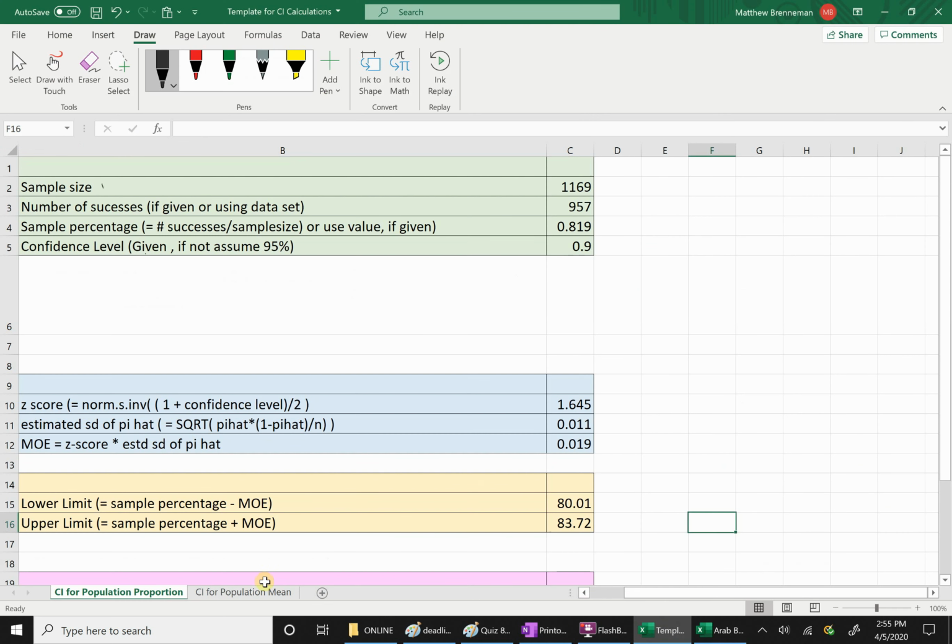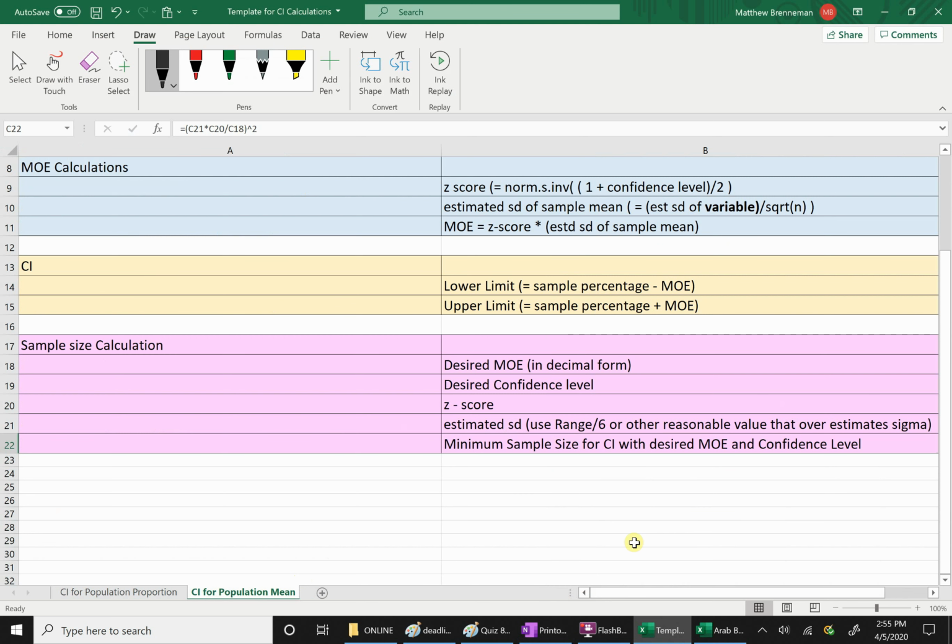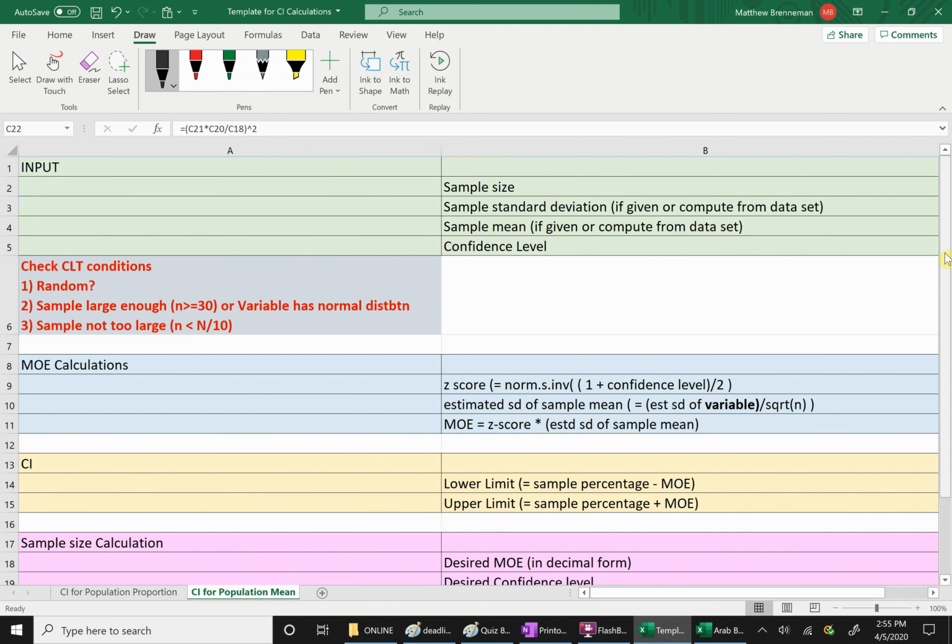So now you could make a second sheet for confidence interval calculations. And if you want to, you could pause this video, right? The input you're going to need is a sample size, the sample standard deviation, the sample mean, and the confidence level. And so if you want to pause the video and copy this down, type this into a blank Excel sheet, that would probably be a good idea.